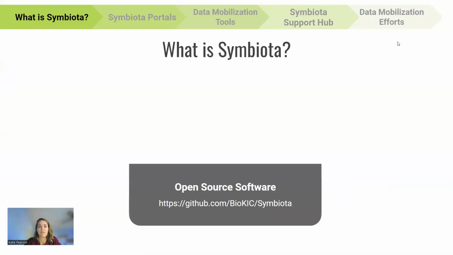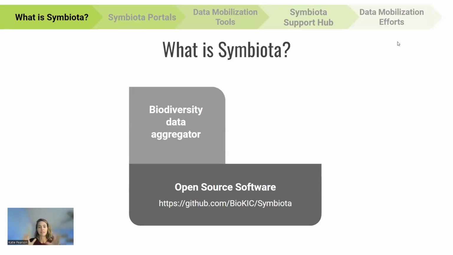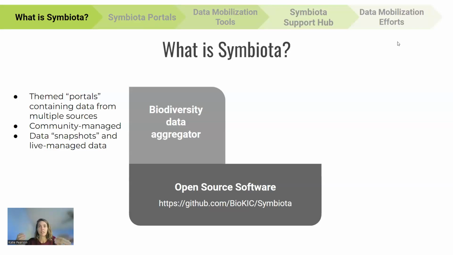So first of all, I want to clarify what is Symbiota. Symbiota is at its core an open source software. You can find it on GitHub at this link below. And it's kind of two parts. So Symbiota is both a biodiversity data aggregator. It's a place where data can come from multiple sources and be held in one single place. It's stored and publicized as themed portals, which contain those data from multiple sources. They're usually community managed, or they may be managed by an institution with several collections.